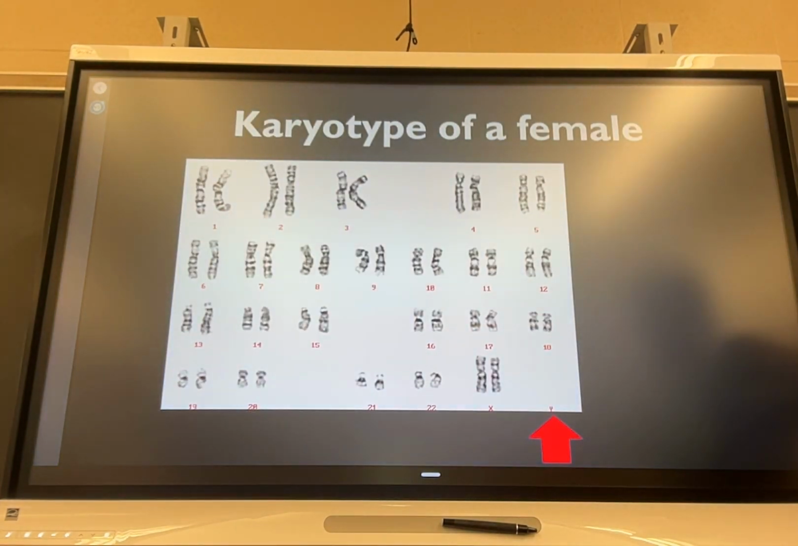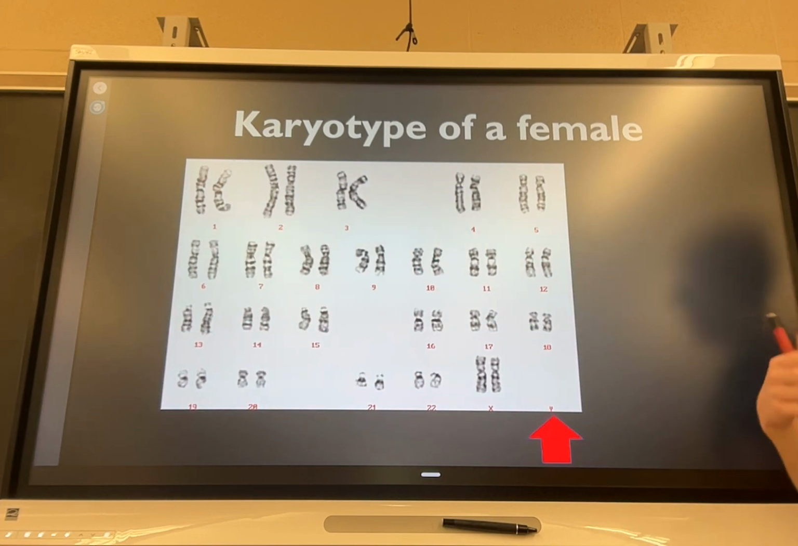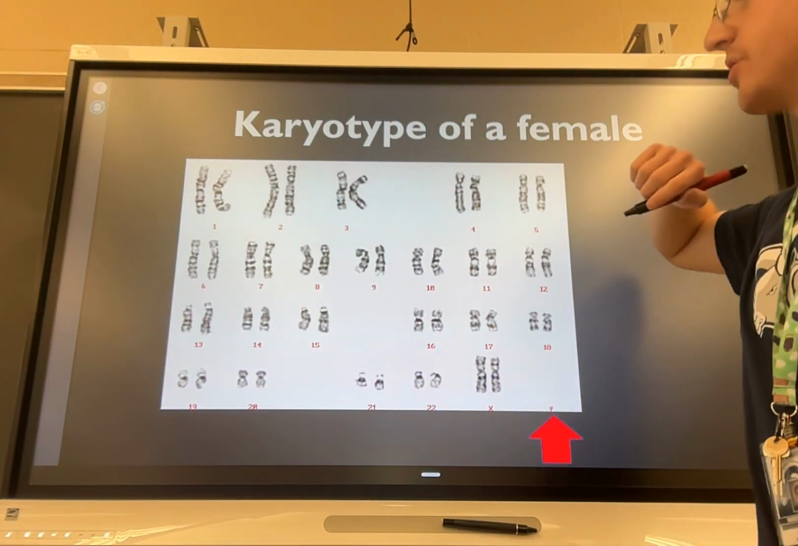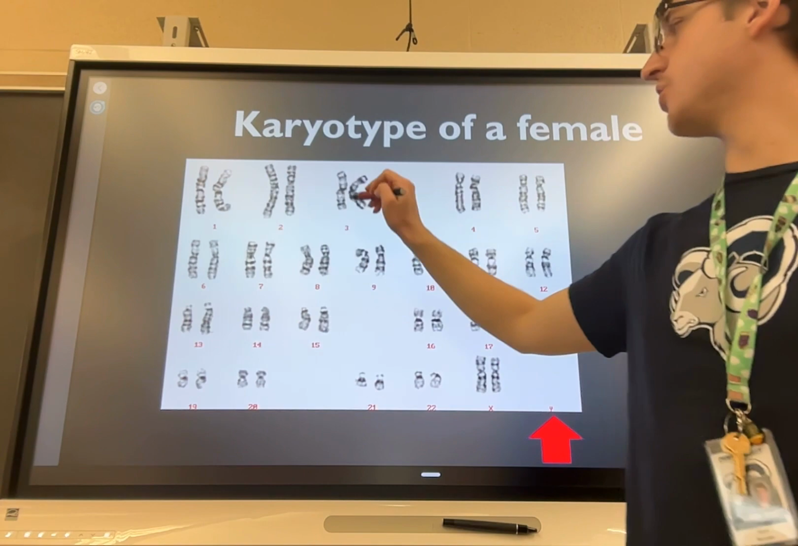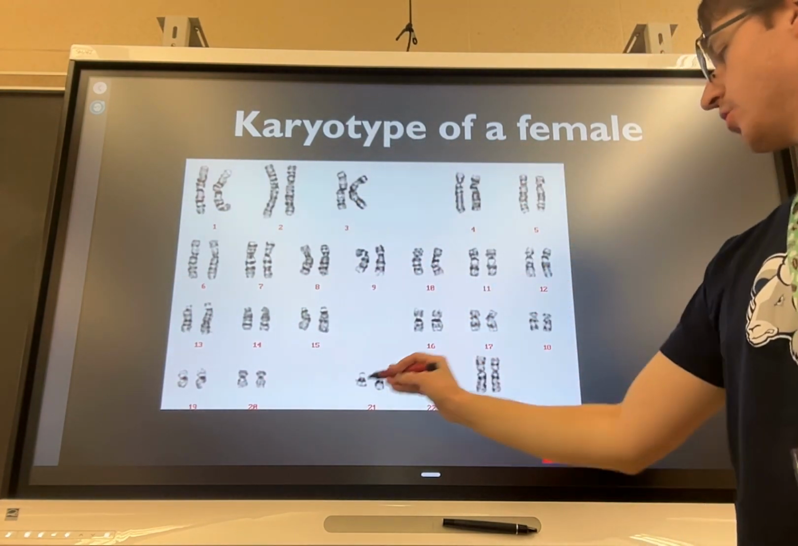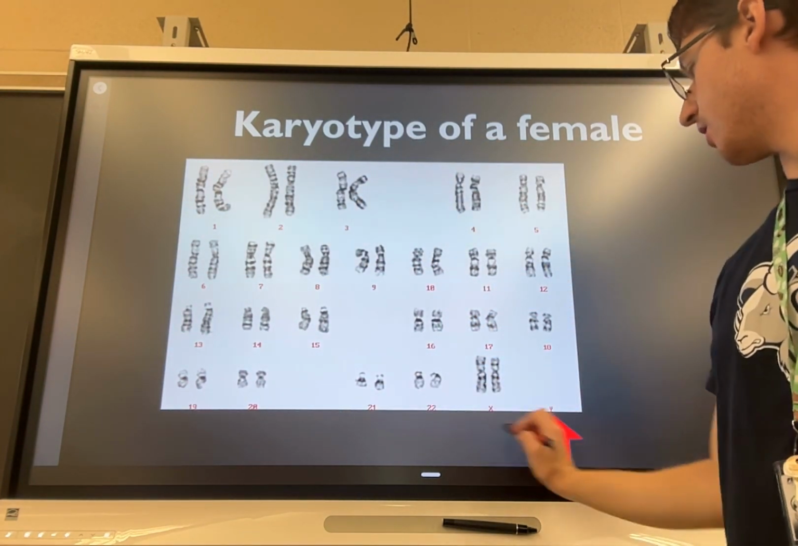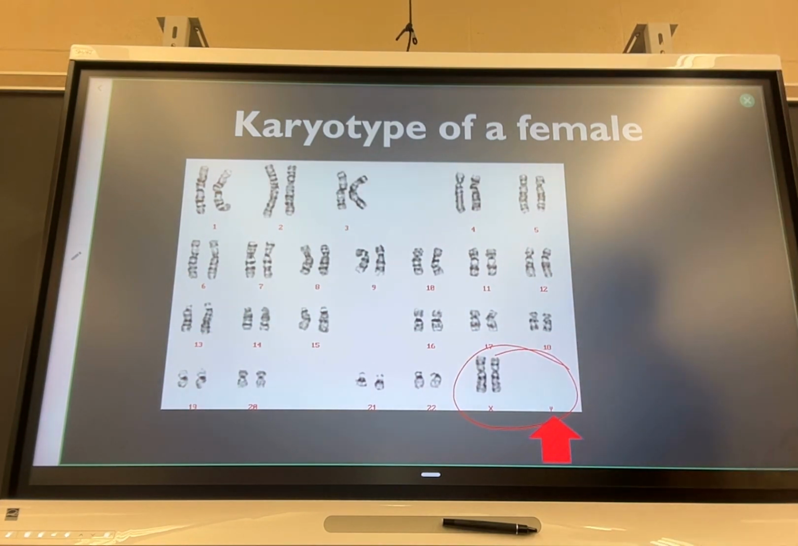Well, if we take a look, this is the karyotype of a female. Karyotypes are just maps of our chromosomes. You can see chromosome 1, chromosome 2, chromosome 3, all the way down to chromosome 22, and then we have our sex chromosomes at the very end. In this female there are 2 X chromosomes. Both are about the same size, same centromere location, so they are homologous. But they have enough room that they can fit some traits on them.